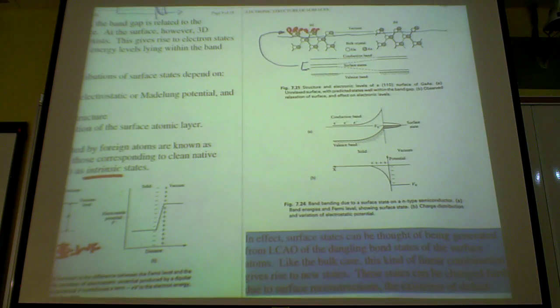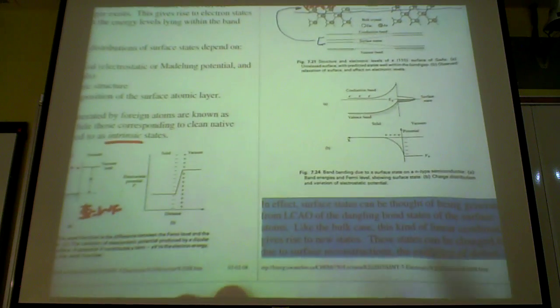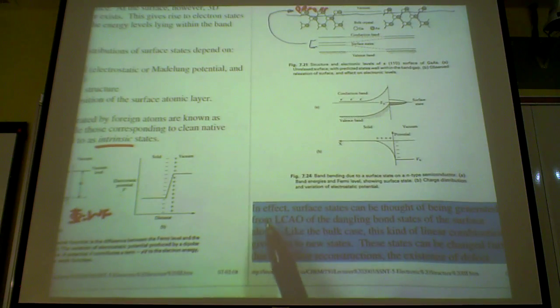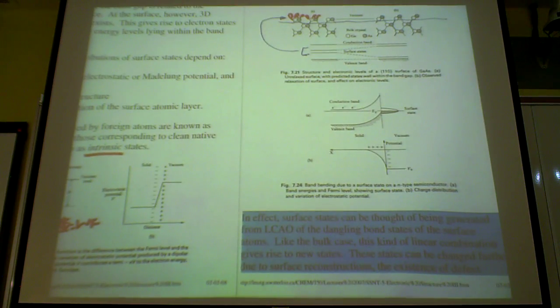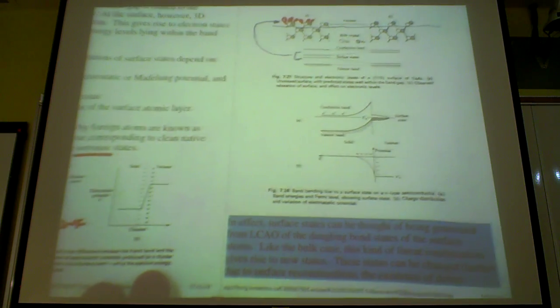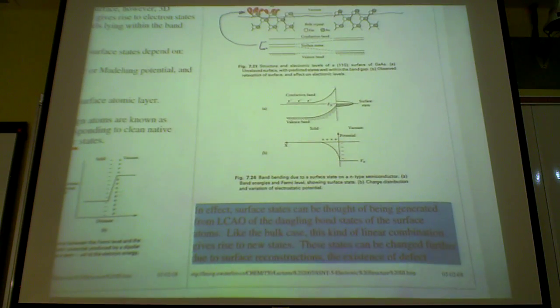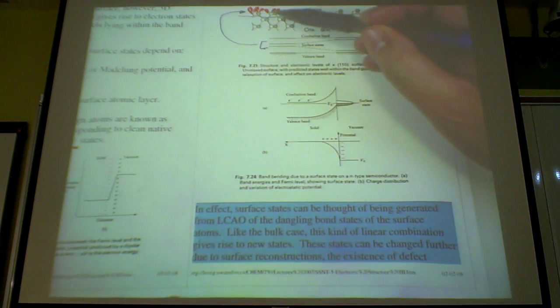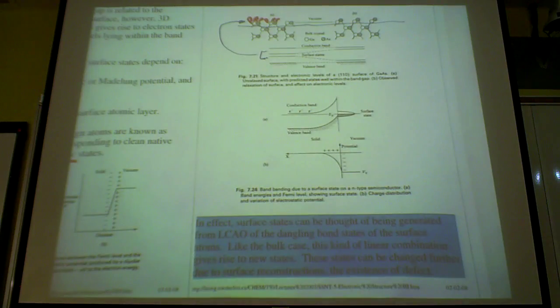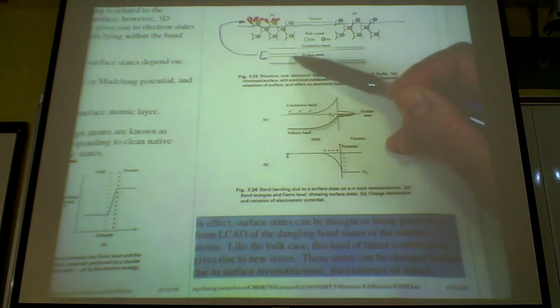Okay? So in any case, I would like to wrap up. In fact, surface state can be thought of in terms of LCAO. So in this case, right, we're talking about this LCAO approach, linear combination of atomic orbitals of just the surface here, of the dangling bond state. So we're talking about this dangling bond state here. And they generate these states that we have.